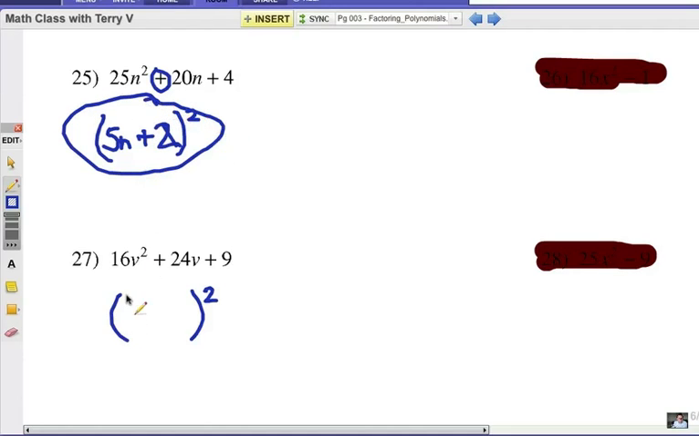Number 27: 16v squared is a perfect square. 9 is a perfect square. Put the square roots of them in each part of the binomial. Copy the sign of the middle term. And check: 4v times 3 is 12v. Don't forget to double it, because there's 2 of them when we multiply it out using the FOIL method. And we would get 24v, a positive.